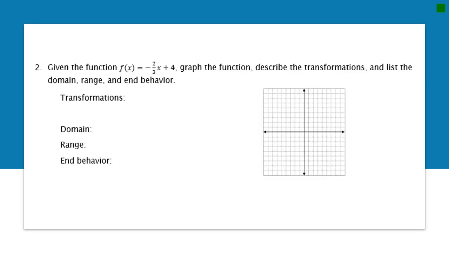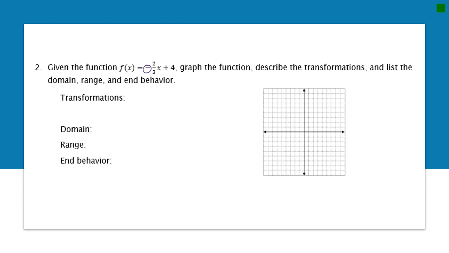Given the function f of x equals negative 2/3 x plus 4, we're trying to graph, describe the transformations, and list the domain, range, and end behavior. So kind of everything that we've learned all smushed into one problem. So the first thing we're going to do is transformations, which is what we just finished doing on the previous slide. So I noticed that there's a negative here.